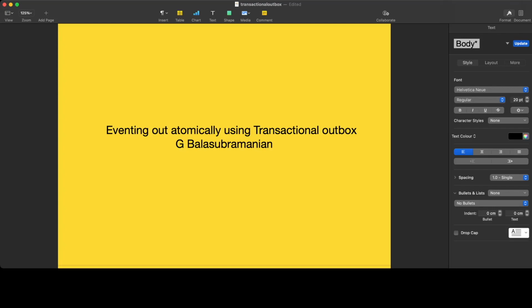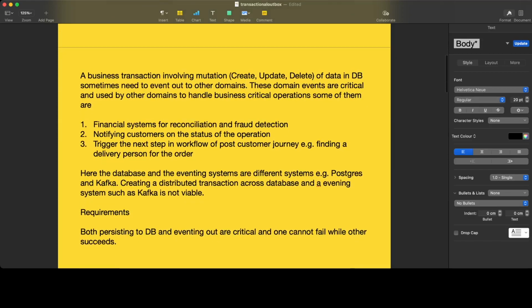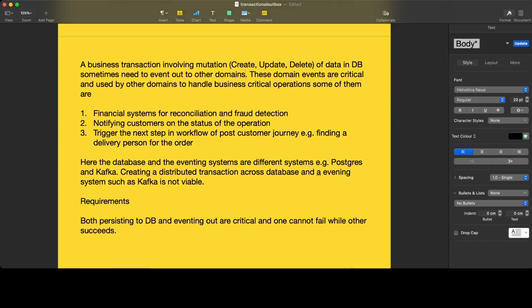I am Bala Subramanian. Today we are going to look into a problem statement around eventing out atomically. In the previous tutorial, we looked into how to solve this problem using a pattern called hinted handoff. Today we are going to look into how to solve it using a pattern called transactional outbox. With this, we will look into what the problem statement is.